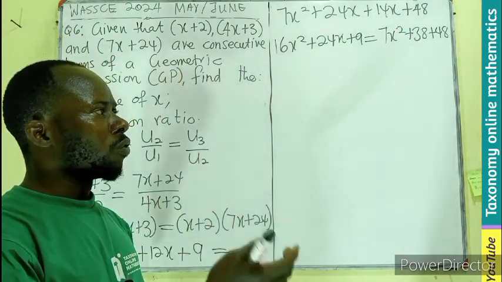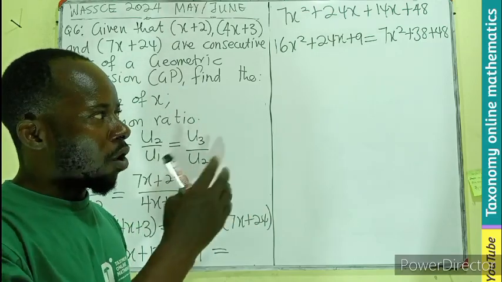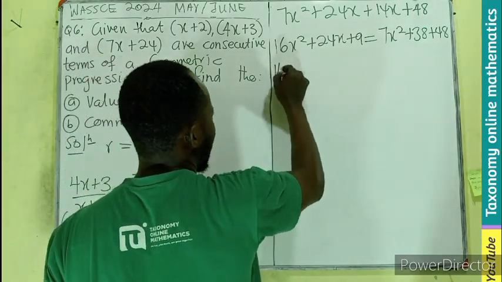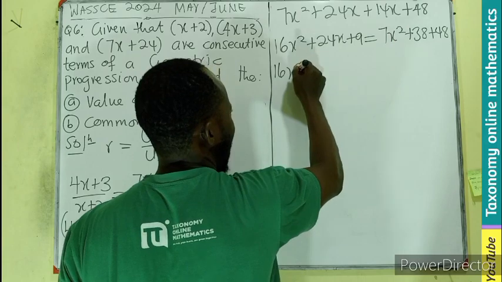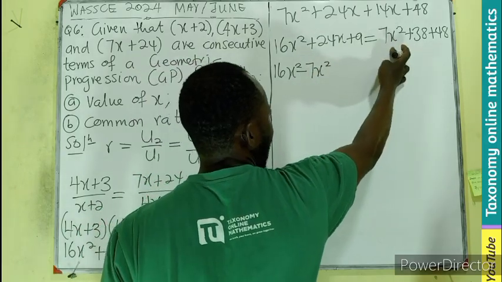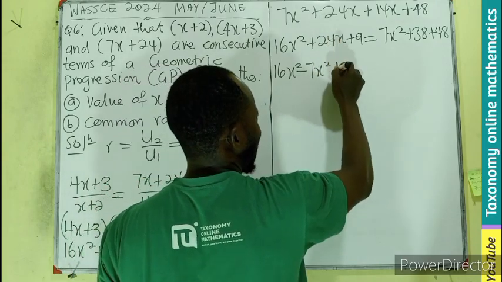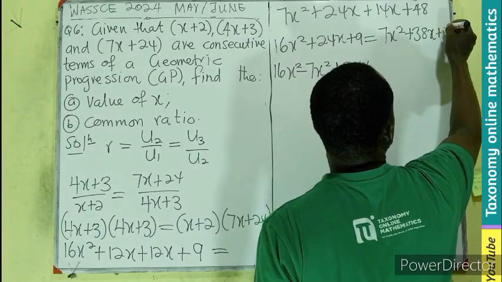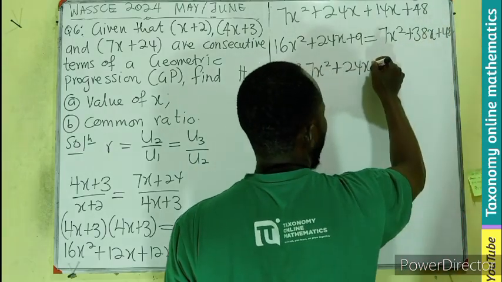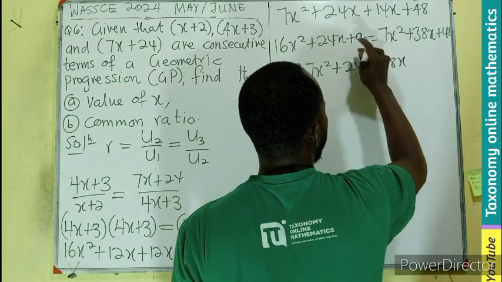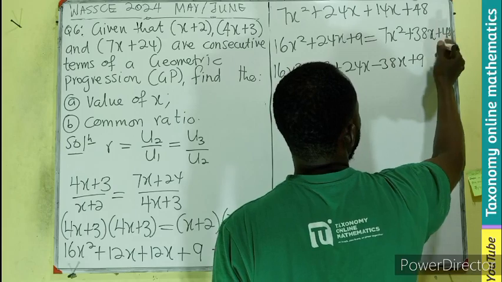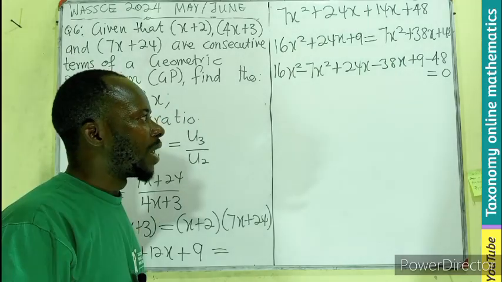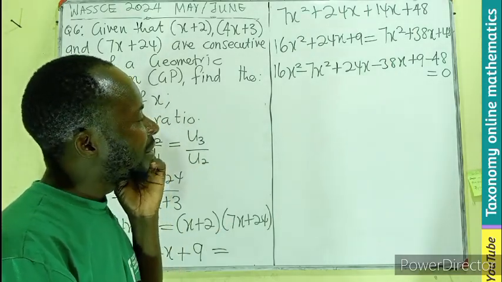Now we can transpose all the terms to one side in order to have the like terms matched together. Meaning the 16x squared will have minus 7x squared, coming from the right to the left. Then I maintain my 24x, then minus 38x, then 9 minus 48, equals 0. We are bringing all the terms to one side.